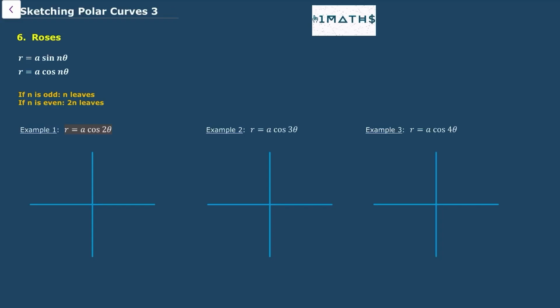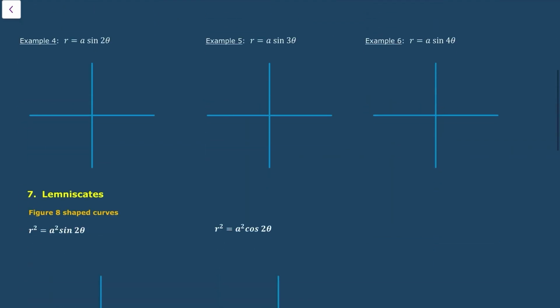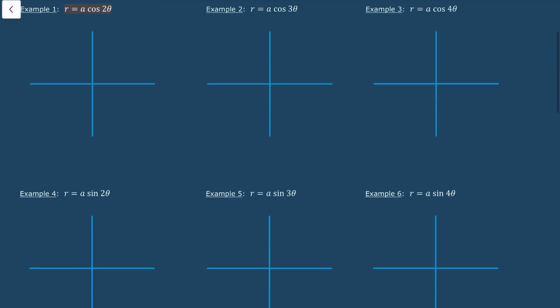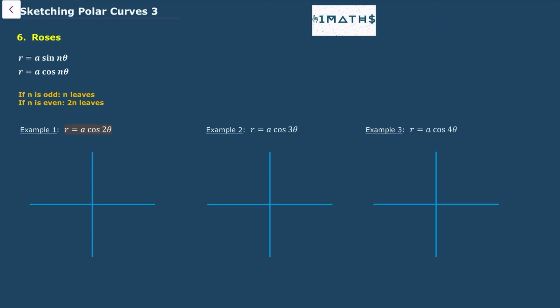Hello everyone, and welcome to this final video on sketching polar curves. In this video we're going to have a look at a type of polar graph which is referred to as a polar rose or a lemniscate. These are the final two types of graphs you need to be familiar with.